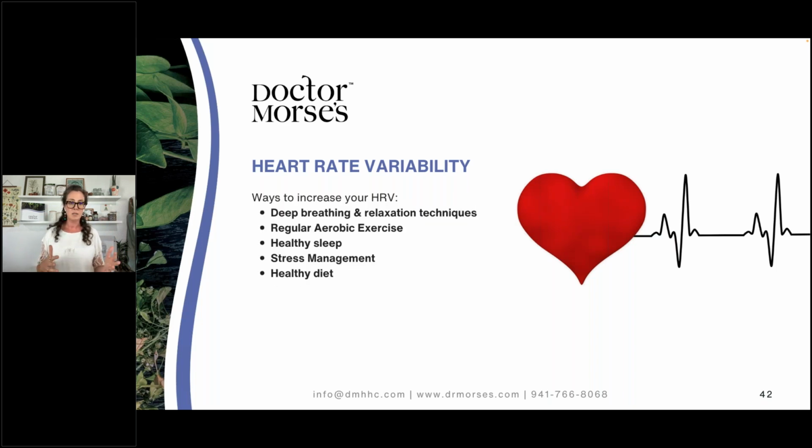And here's some great ways to help increase your heart rate variability. So oftentimes it's down regulation. It's calming, deep breathing, relaxation techniques. So that's bringing you to that calm state, that rest and digest state. And then regular aerobic exercise or strength training, that's a great way to bring you into the upregulated state, the high heart rate, healthy sleep, stress management, and healthy diet.